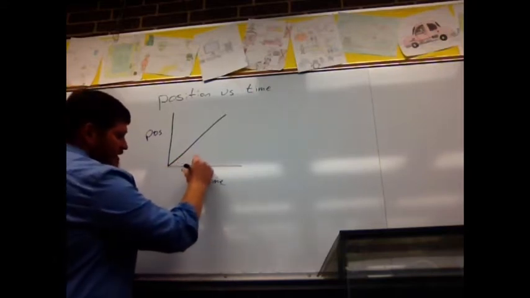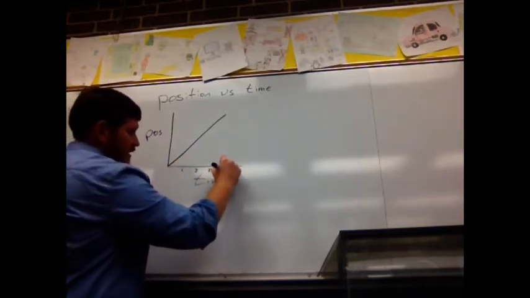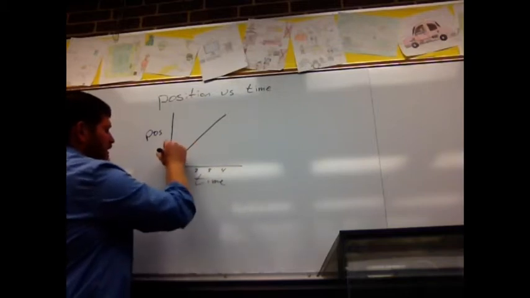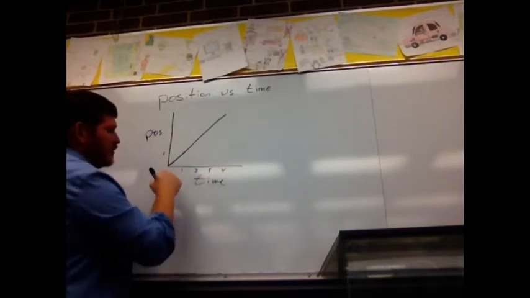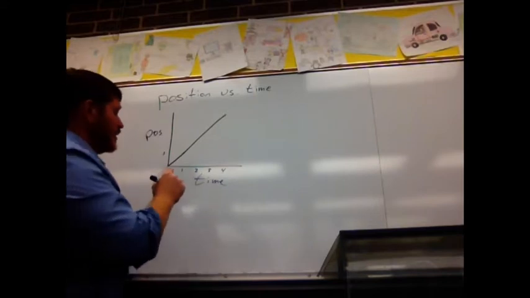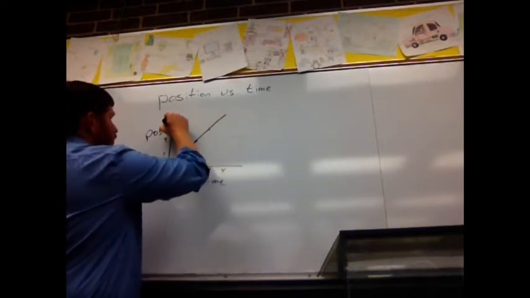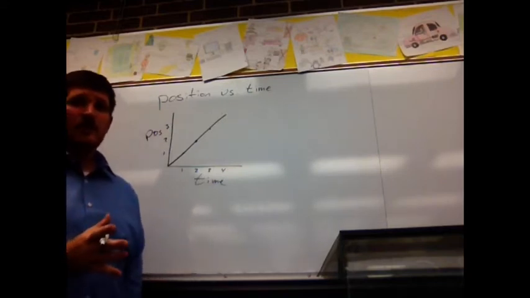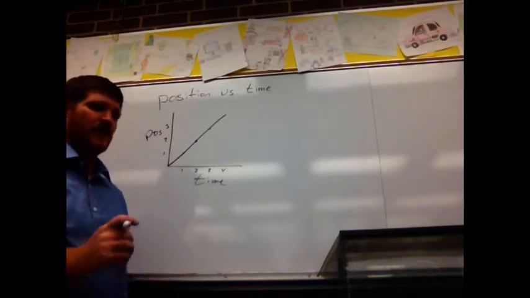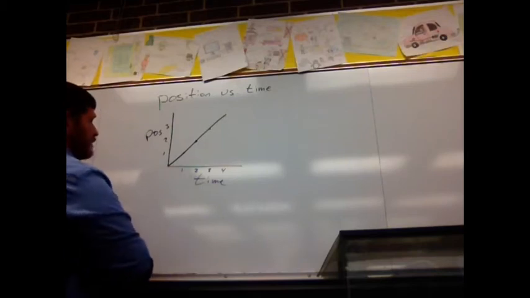So if I have seconds down here, if I actually put some times down here, and in 1 second, I have moved a certain amount. Let's say in this case is 1. After 2 seconds, I have 2, so on and so forth. So if I have a straight slope, that's going to tell me that I have a constant velocity.